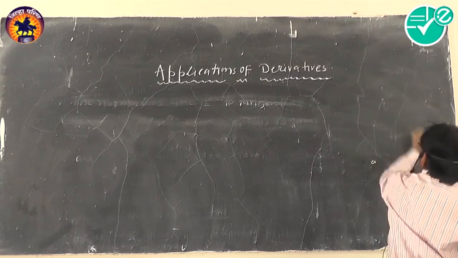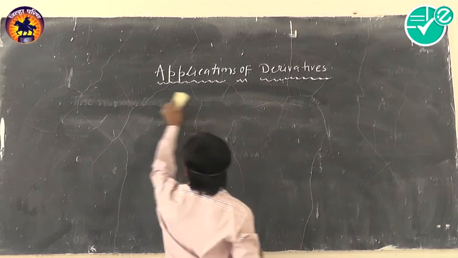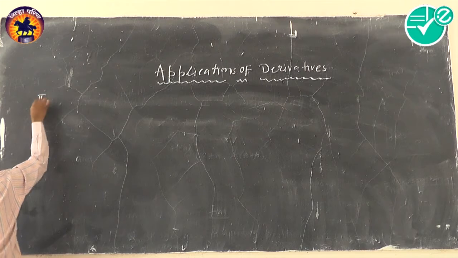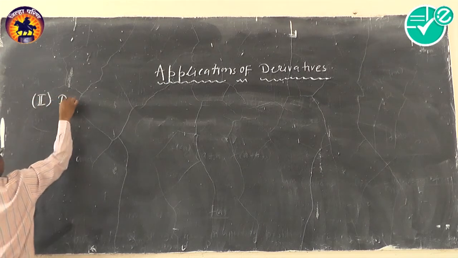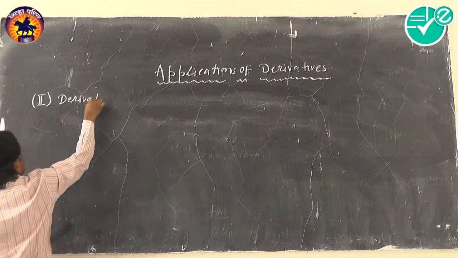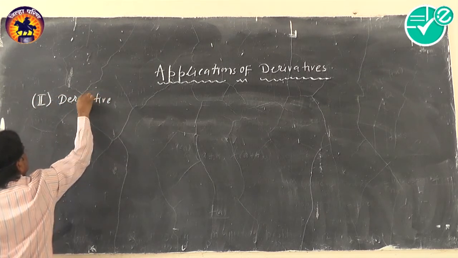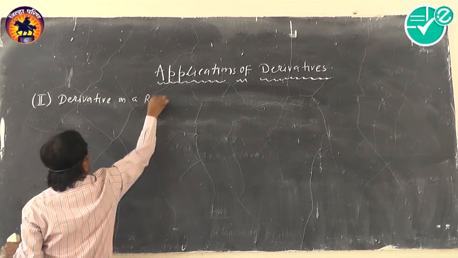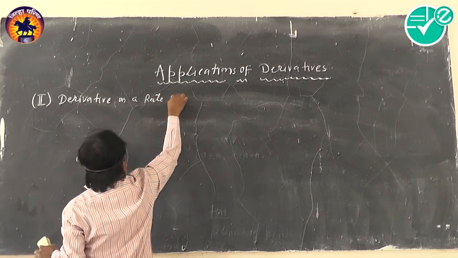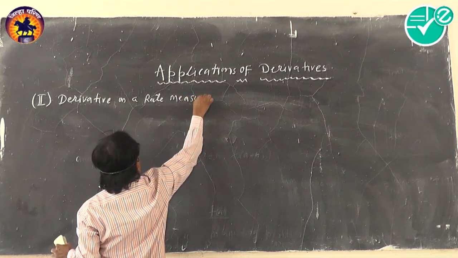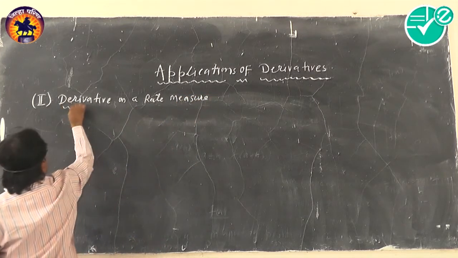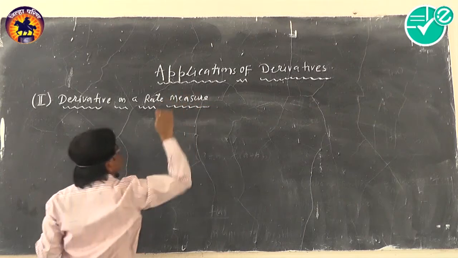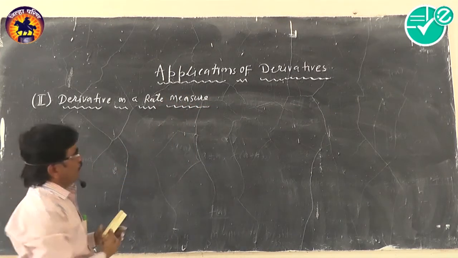Now, second application of derivative: derivative as a rate measure. This is the second application of the derivative.